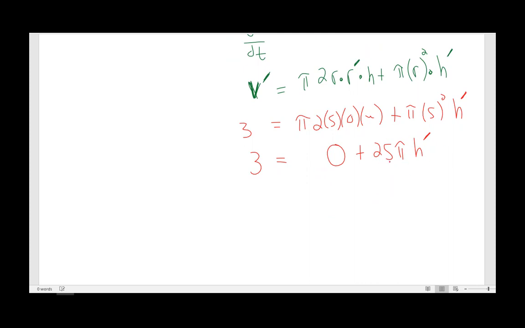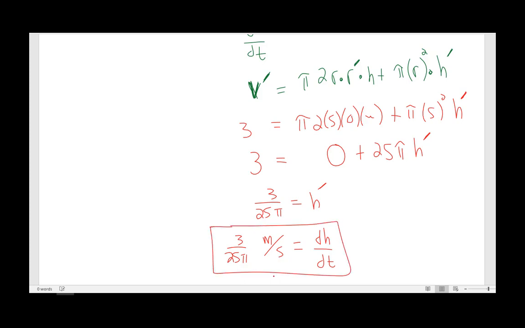So I'm going to just take the 25 pi and divide, and have 3 over 25 pi equals h prime. I could get a decimal for that if I wanted to, but I'm going to leave it in exact form. And if you think about it, what are the units for height over time? Height is given in meters, and time is in seconds. So there is my rate of change of height per unit time.